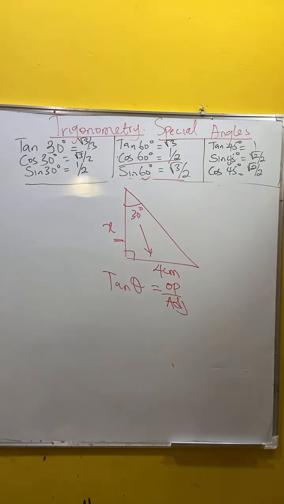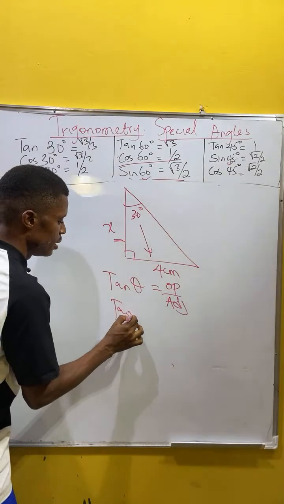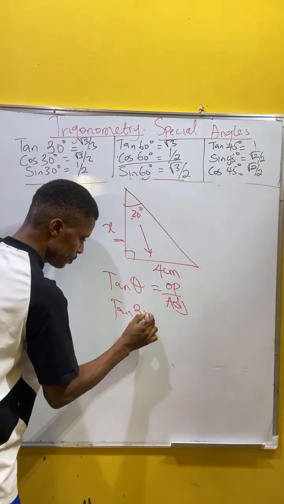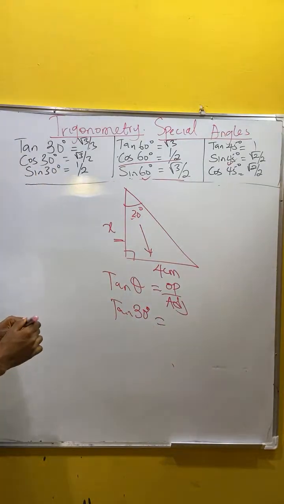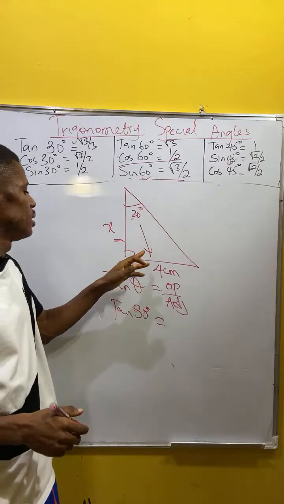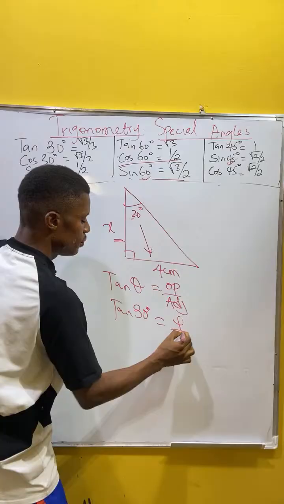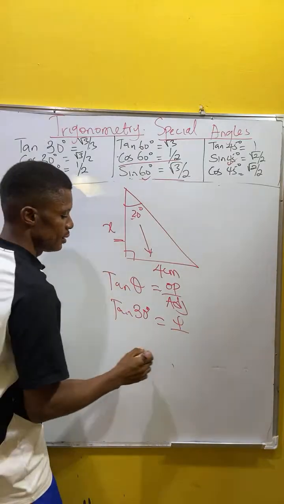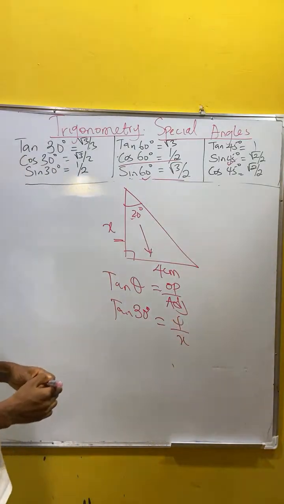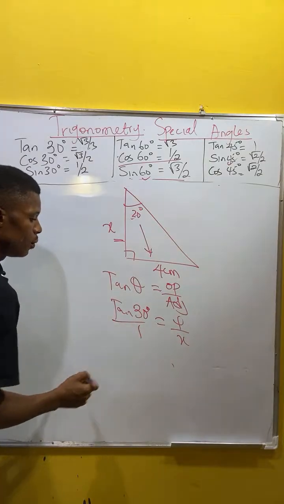Can you tell me the side that is the adjacent? Which side is the adjacent here? So you have it as tan. The angle is 30 degrees. The opposite is 4, so the opposite is 4 over the adjacent, which is x. This is like x over 1.